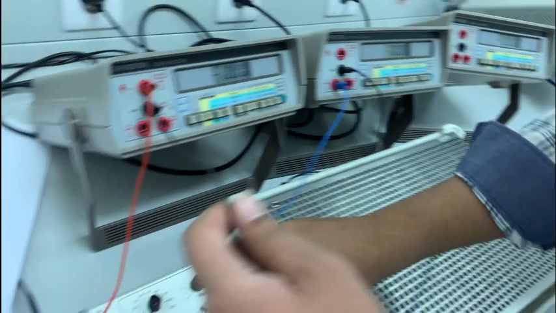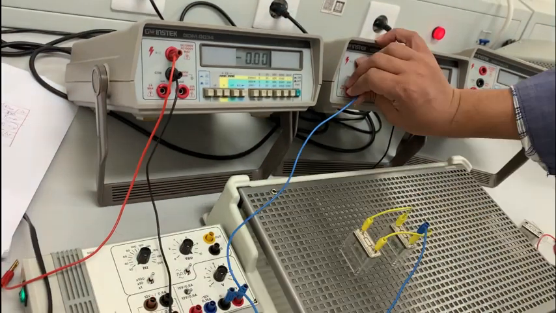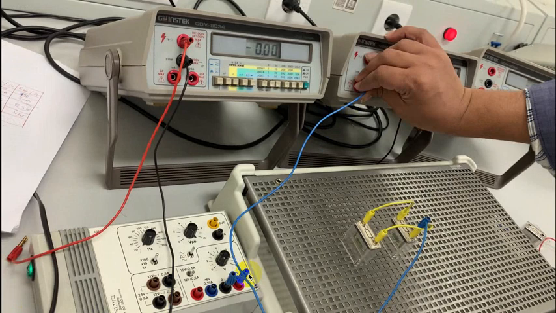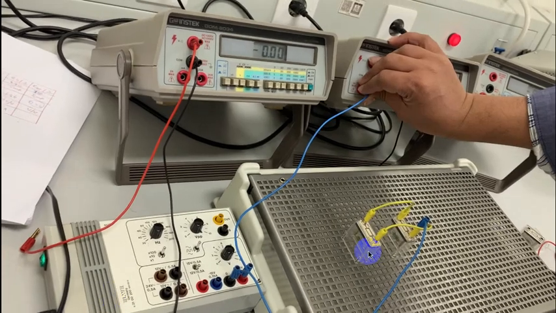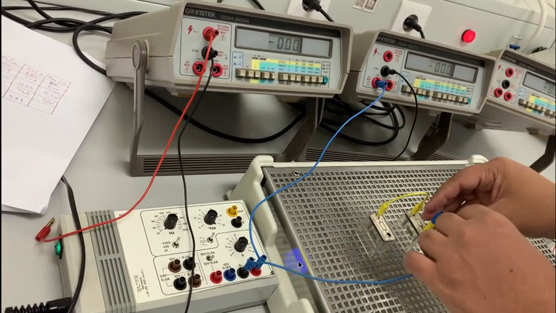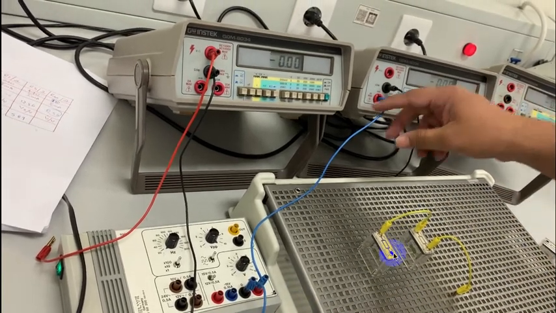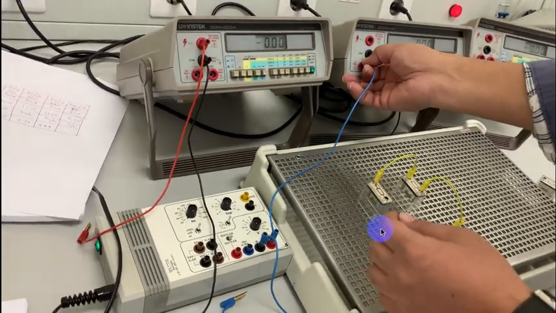So I will make the correction. I will connect the ammeter. From here we will connect directly to the supply, and from here to the R1 and R2 supply. Because now this is short, now these two are short. Now I will connect this ammeter from these two points. These two are short. From this point I will connect to the ammeter.